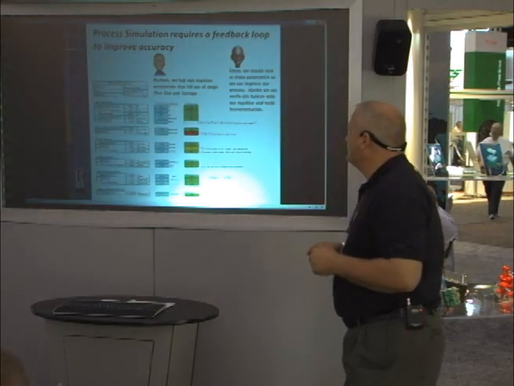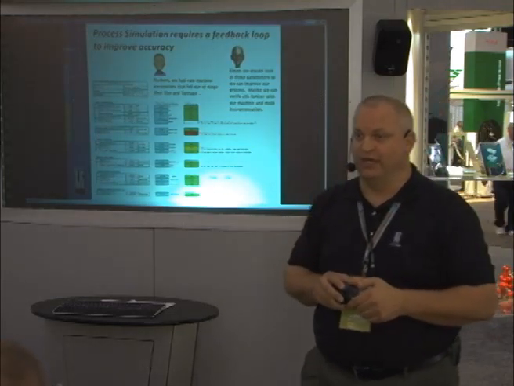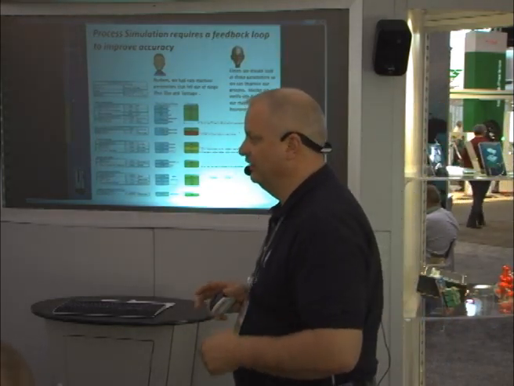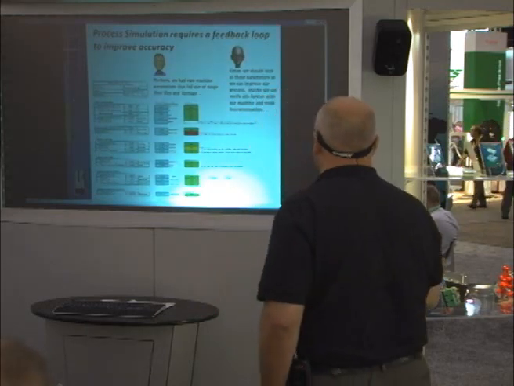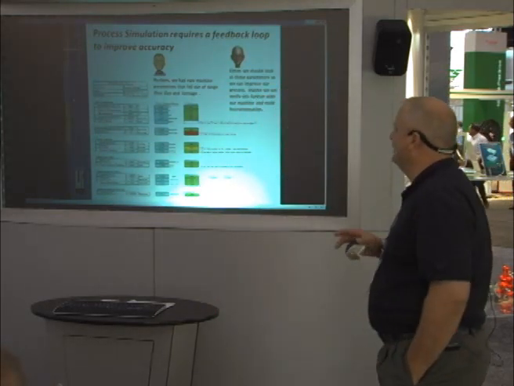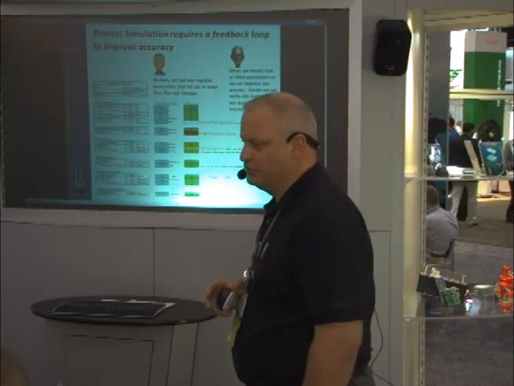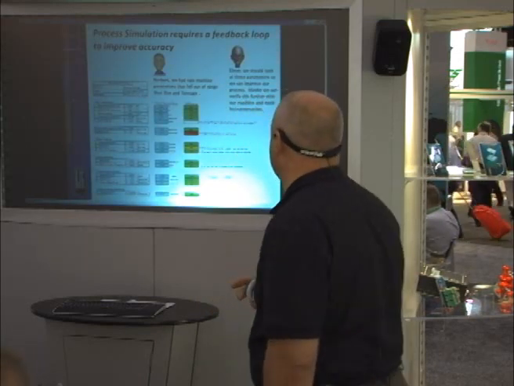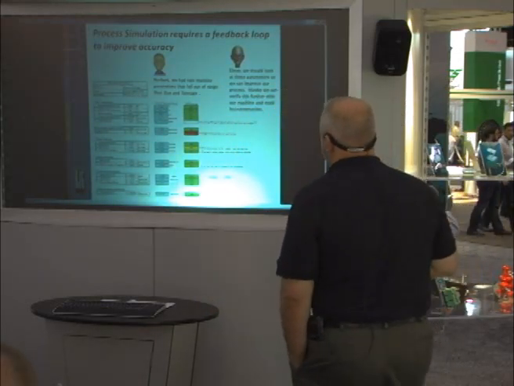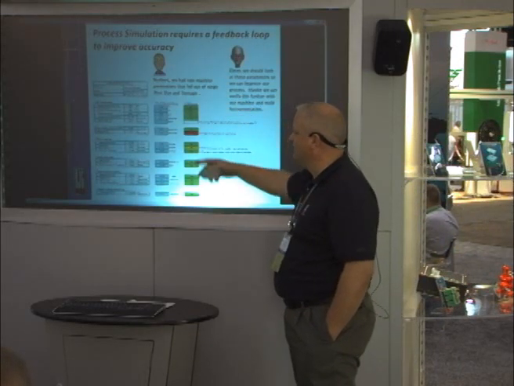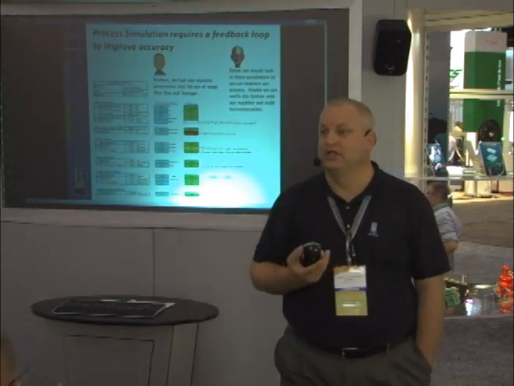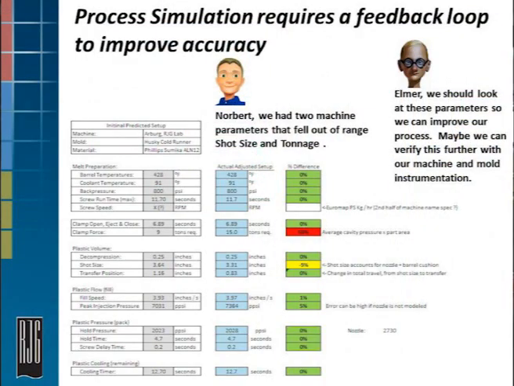But the thing about process simulation is it always requires a feedback loop, and this is probably the biggest thing that gets overlooked in process simulation, is the fact that where's the communication between the technicians on the floor and the actual person doing the simulation and the program managers. Norbert says, hey, as I went through this whole process, everything that was in green were things that I achieved and were accurate to the process. That made the process extremely more efficient, but the things that are in red and yellow fell out of the process range that I was actually trying to achieve.